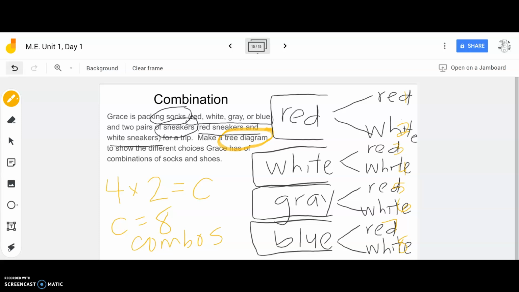Red with red, red with white, white with red, white with white, gray with red, gray with white, blue with red, and blue with white. How many branches you have is how many combinations there were.